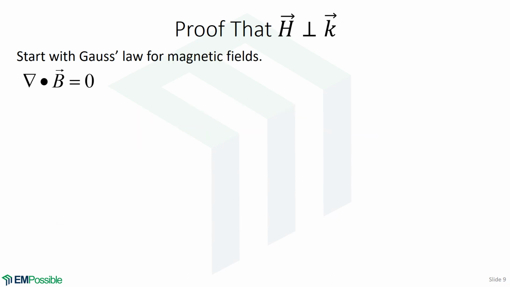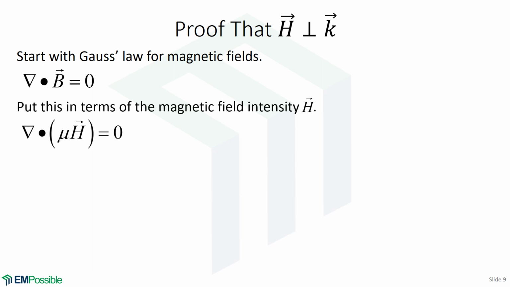The proof that the magnetic field, H, is perpendicular to the direction of the wave follows the exact same steps. We start off with Gauss's law for magnetic fields. We then put that in terms of H. We bring the permeability to the outside, and now we can divide both sides by permeability. And we get del dot H equals 0.